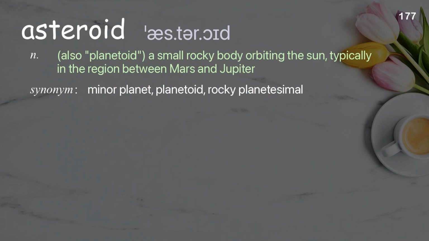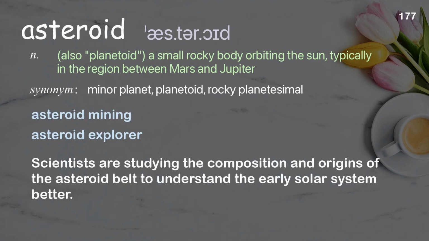Asteroid. Also planetoid, a small rocky body orbiting the Sun, typically in the region between Mars and Jupiter. Examples: asteroid mining, asteroid explorer. Scientists are studying the composition and origins of the asteroid belt to understand the early solar system better.